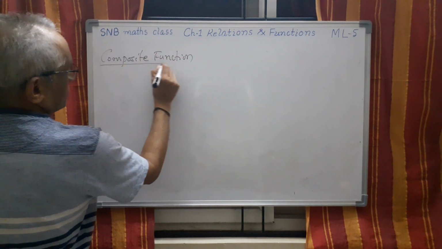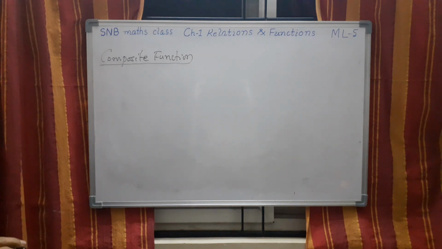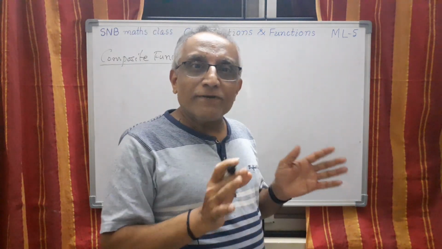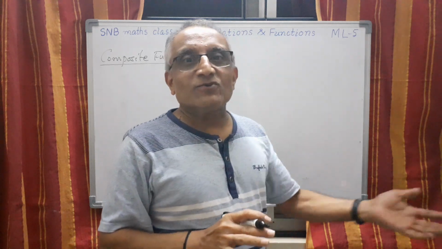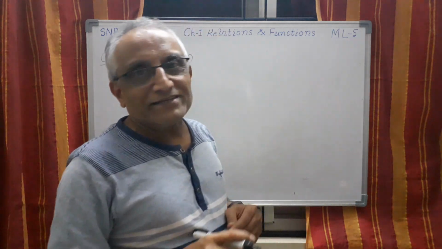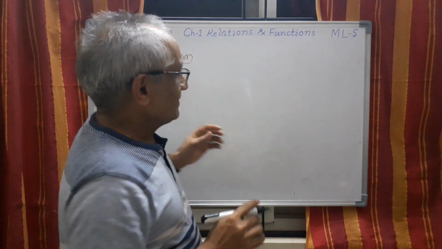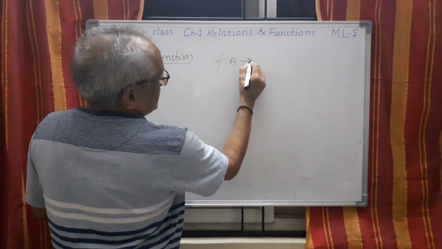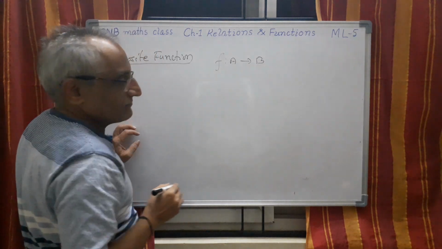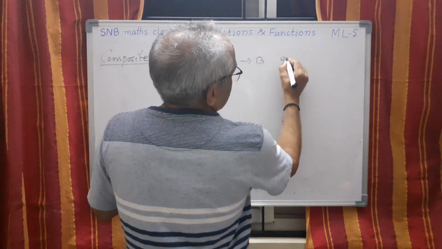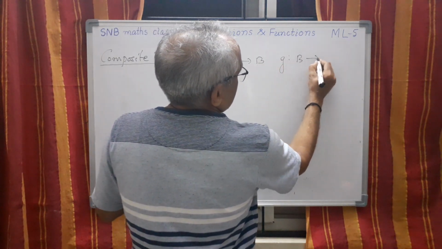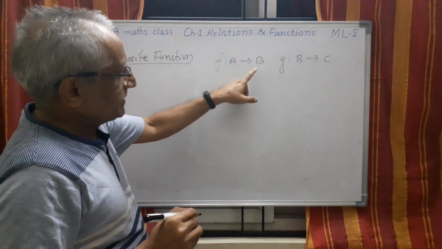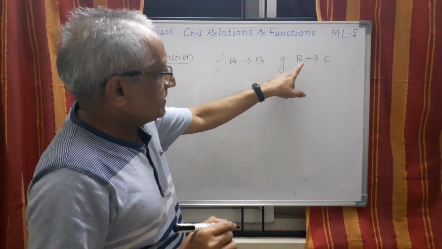So what do you mean by composite function? See, if two functions are given, then you can combine them to produce one more function. So that is the meaning of composite function. Let me give an example. Say f is a function from A to B. This is one function. And g is a function from B to C. This is the condition actually. The first function is f from A to B. The second function is from B to C.